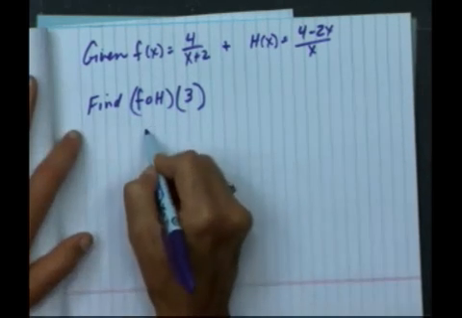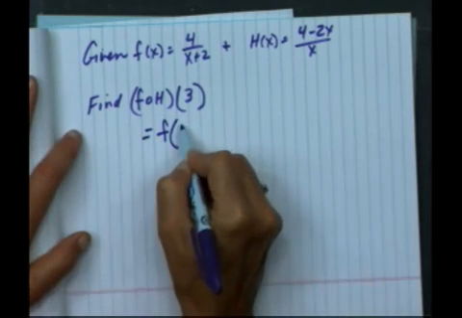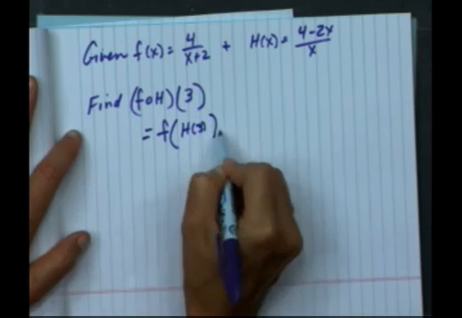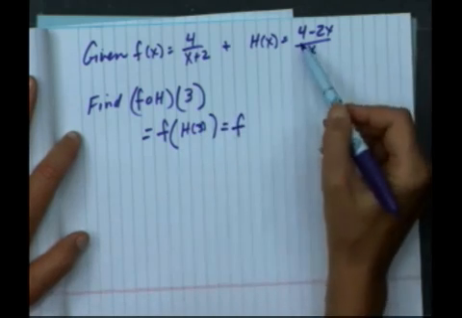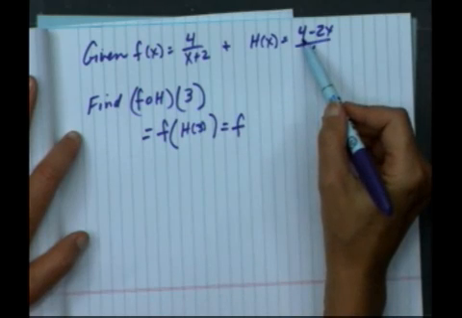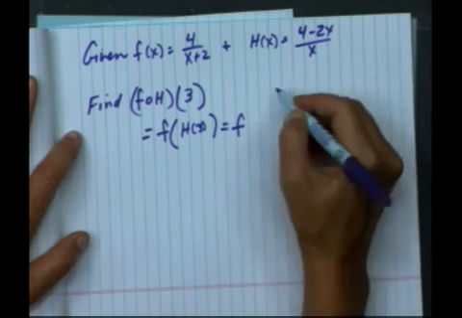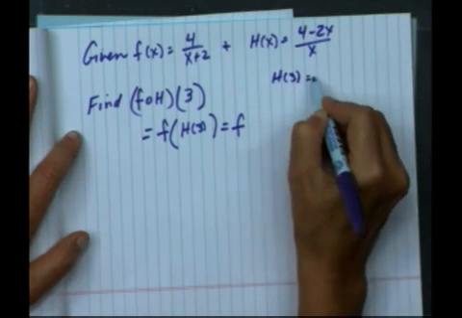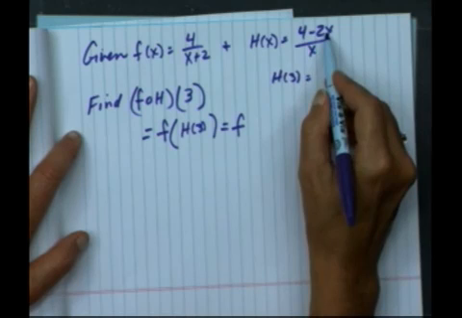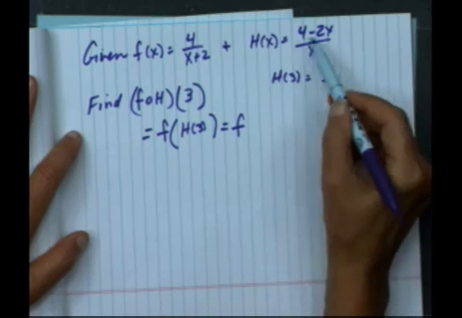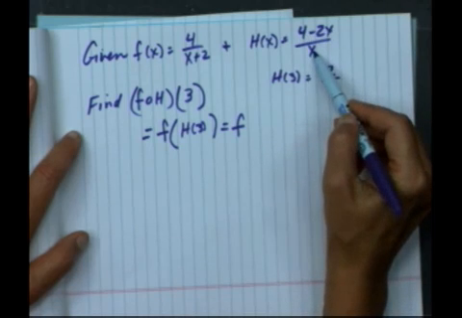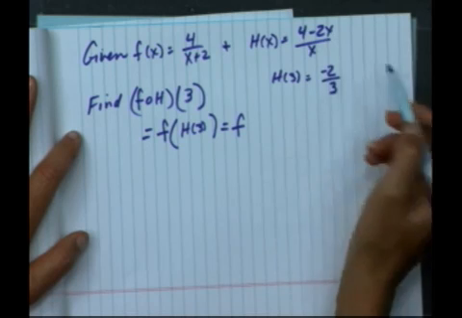All right, let's work it. F evaluated at h of 3. All right. What is h of 3? Okay, so it's 4 minus 6, which is negative 2 over 3, right? 4 minus 6 over 3, negative 2/3.